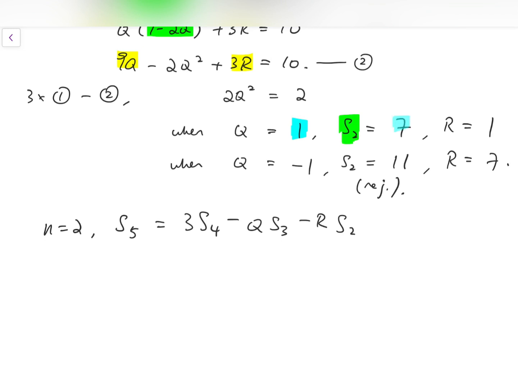So looking at these solutions, you can put them into the equation for S5. So we have 3 times 35 minus q, which is just 1, times S3, which is 15. And then r is 1 again. And then multiply by, minus by 7. And so you have the final answer, which is 83.